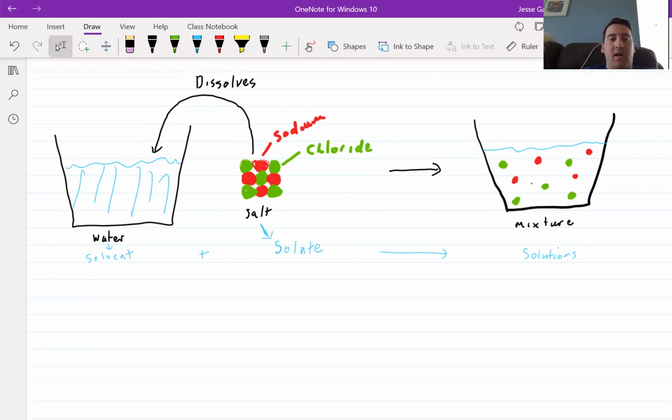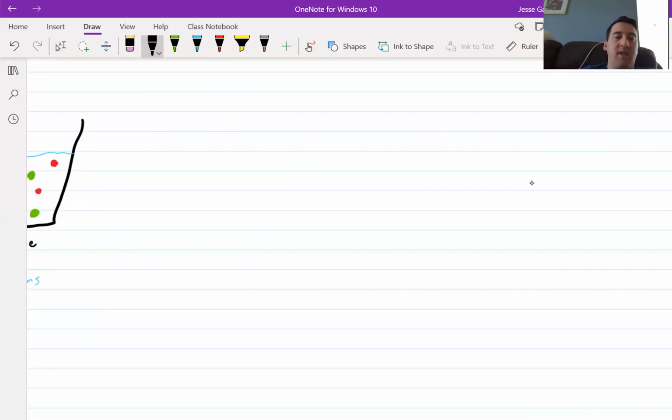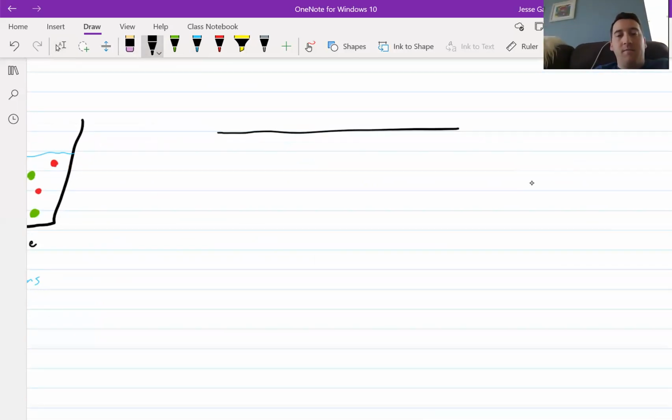Now that we understand the concept and we've reminded ourselves of the concept of solutions, how they work, let's quickly clarify and make a list of things that are solutions and things that are not solutions. So here I'm making a quick table. I'm going to put things that are solutions over here, and things that are not solutions over here.